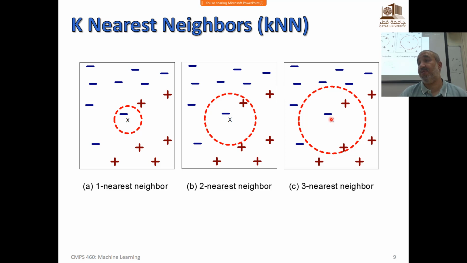For the same point, by the way, same example, same training data, with changing K, the predictions will change. So you don't know which value of K will be the best. You have to use a development set to tune the value of K and then use it in your model. Any other questions?